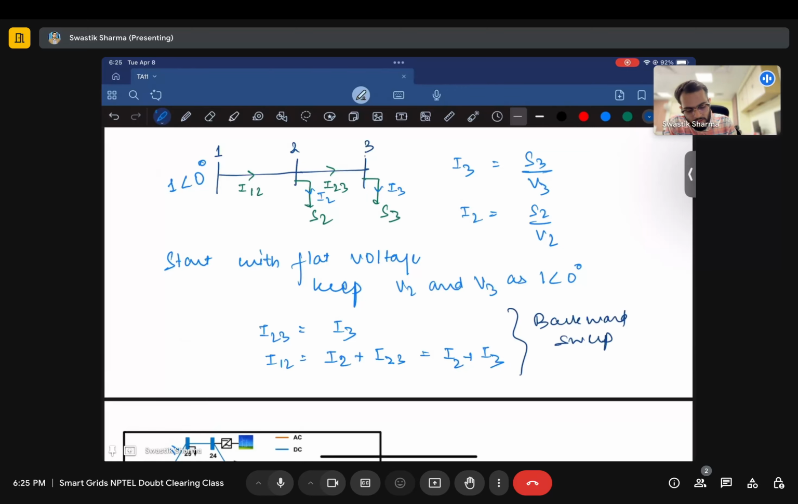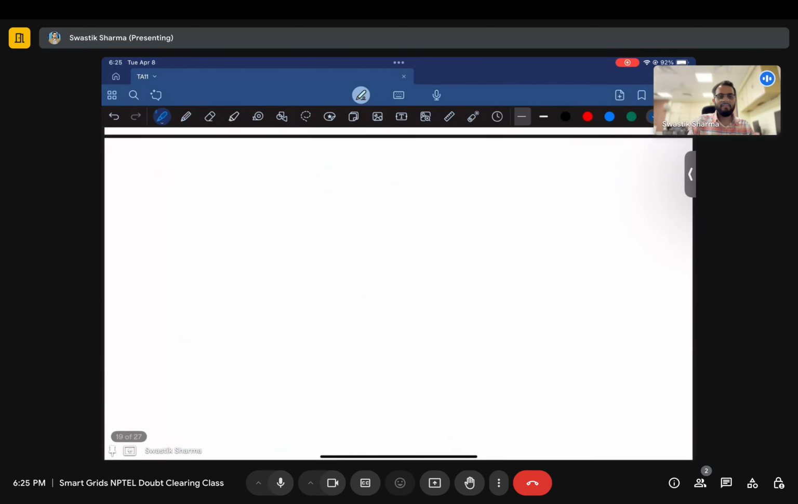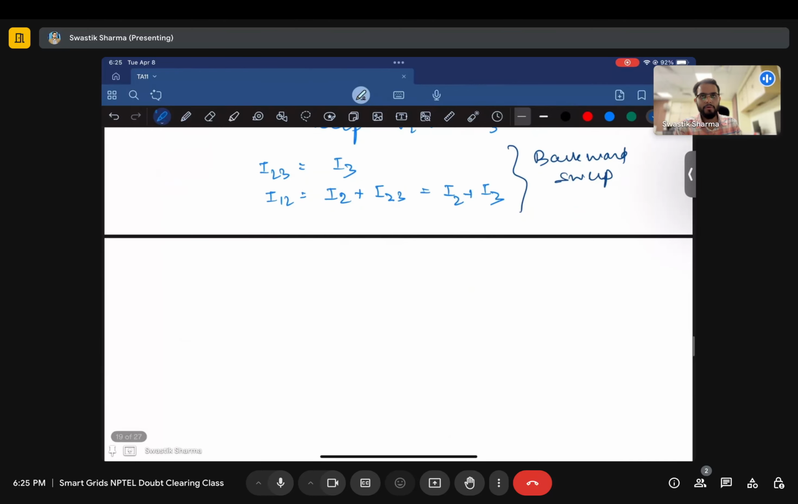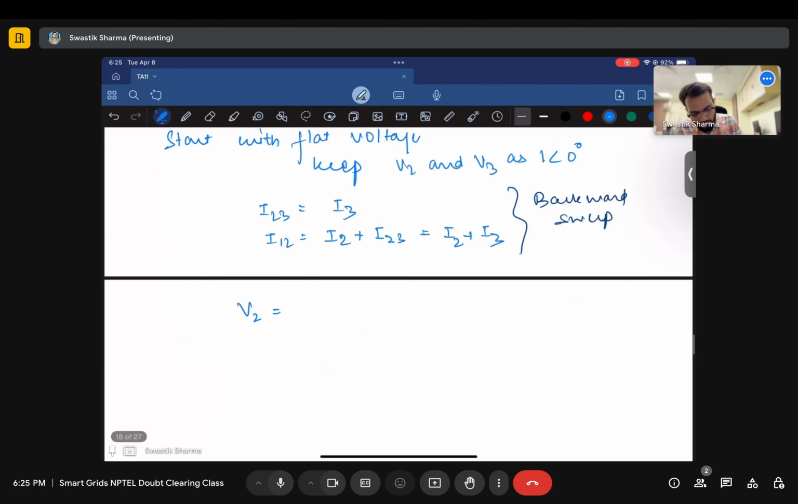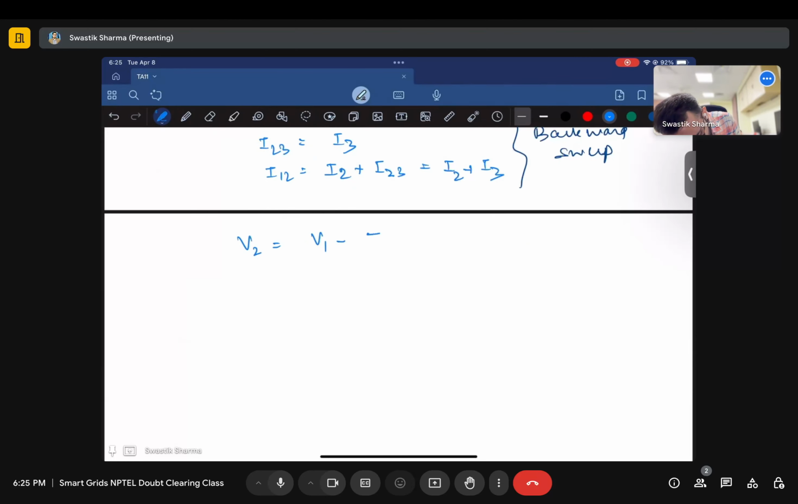So you first find out your currents in different lines. Once you find the currents, you need to find out the voltages. How do you find the voltages? You do a forward sweep. What is the forward sweep? V2 is nothing but V1 minus I12 Z12. You know V1 is 1 angle 0, you know Z12, and you know I12 from the backward sweep. And V3 is V2 minus I23 Z23. So this is called the forward sweep.